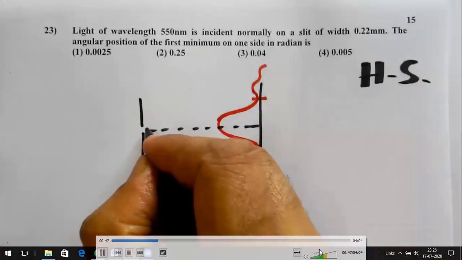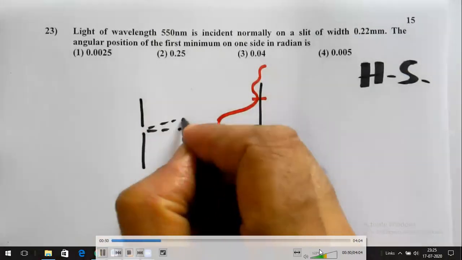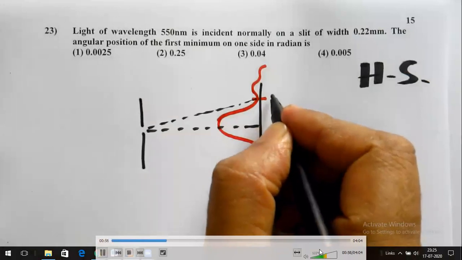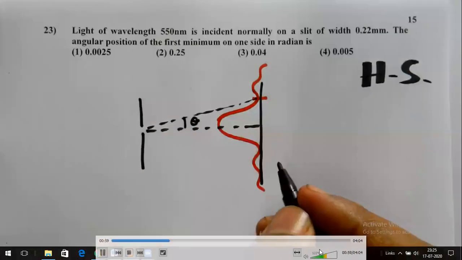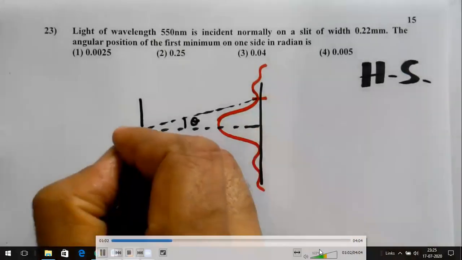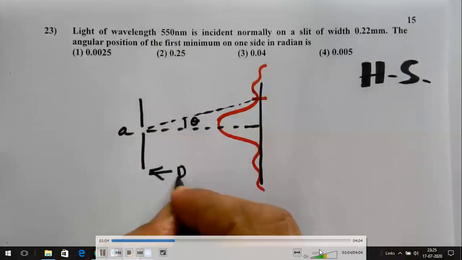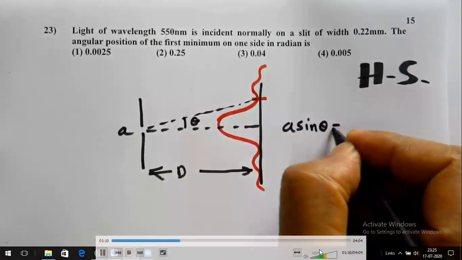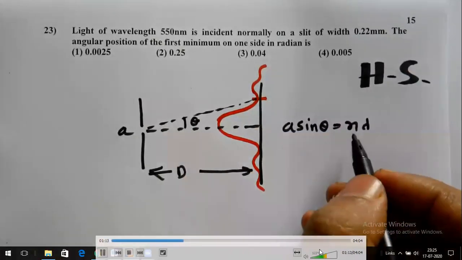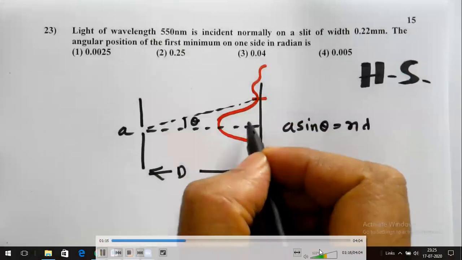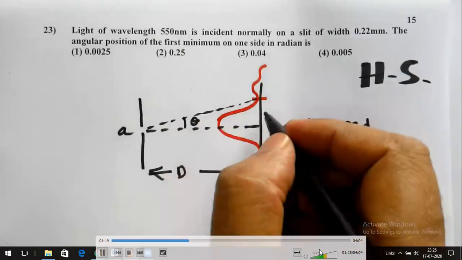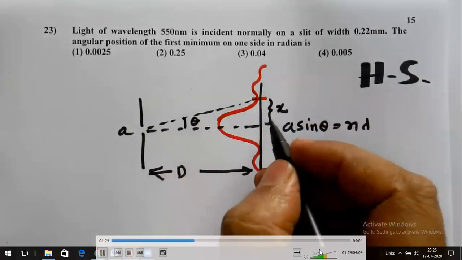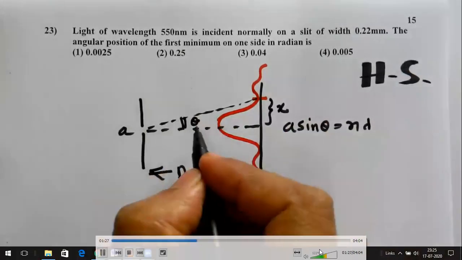Now, the waves which are diffracted at an angle theta will interfere and produce a minimum here. So let this be the angle of diffraction, theta. Then we know the condition. If a is the width of the slit and if D is the distance between the slit and the screen, the condition for diffraction is a sin theta equal to n lambda. And this is the condition for dark fringe. And we are going to the first dark fringe. That means it is the half of the width of the central maxima. I'll call this X. This is the half width of central maxima. And this is the angular width of the central maxima.